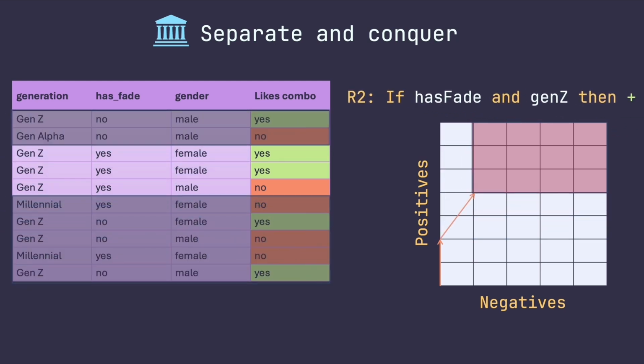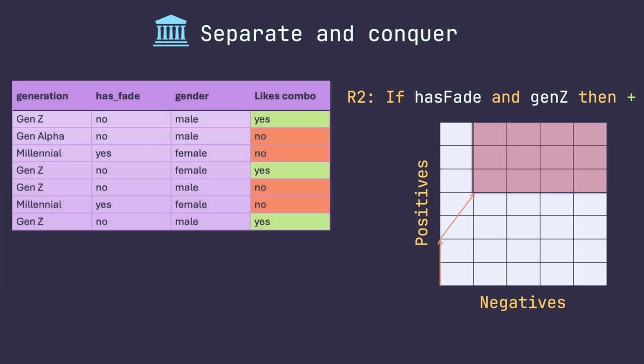So we try to go to the next rule now, which is if the person has a fade and is generation Z, then plus. As we can see here, it's not quite consistent, as we do have here the third rule, generation Z, has fade and male, but they don't like it. This means that there's a tiny bit of an error here, which might not always be bad, because if there wouldn't be any error whatsoever, it could also mean that we're overfitting the data. As before, we remove the examples and make the coverage space smaller.